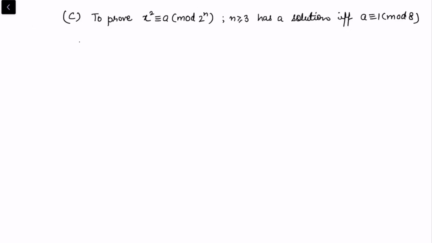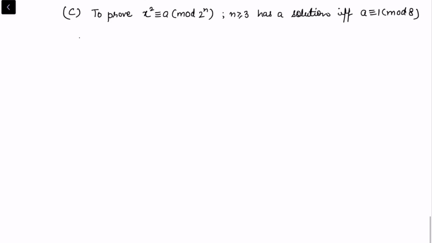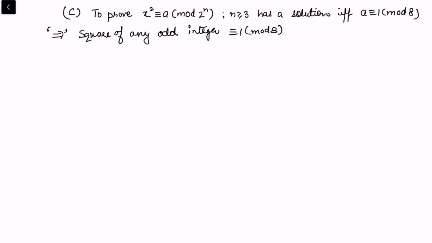Now let's prove the third part, where I want to prove that x square is congruent to a modulo 2 to the power n, n greater than or equal to 3, has a solution if and only if a is congruent to 1 modulo 8. Let's start from the other side first. We see that the square of any odd integer is congruent to 1 modulo 8. We can see this by considering any odd integer, for example x of the form 4k plus 1 and 4k plus 3. So we have considered odd integers.